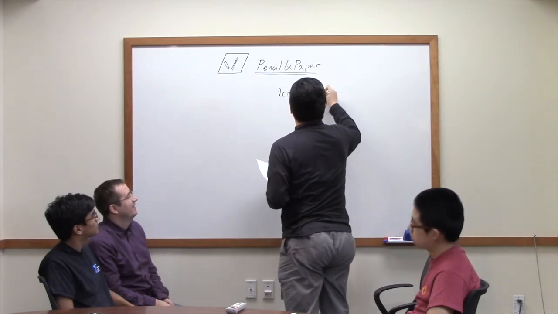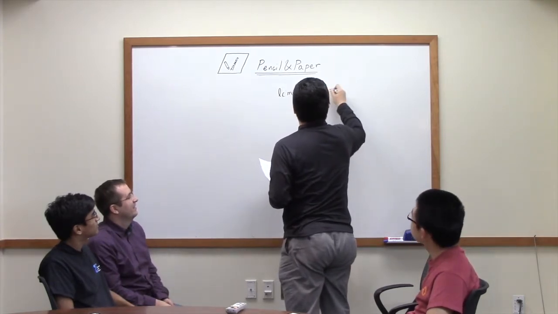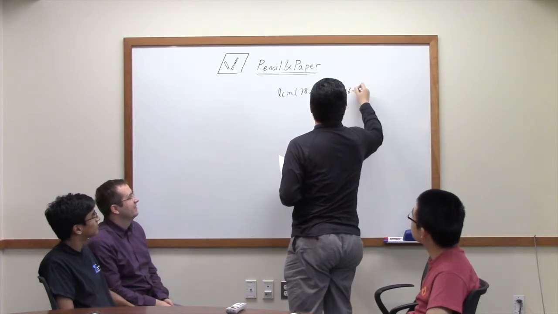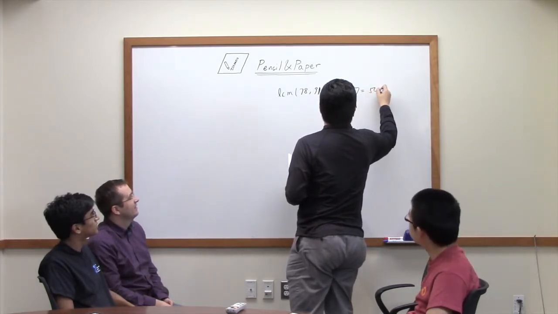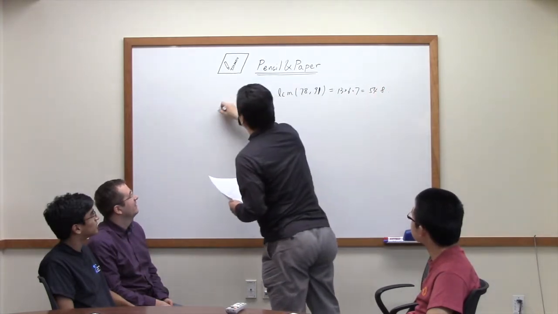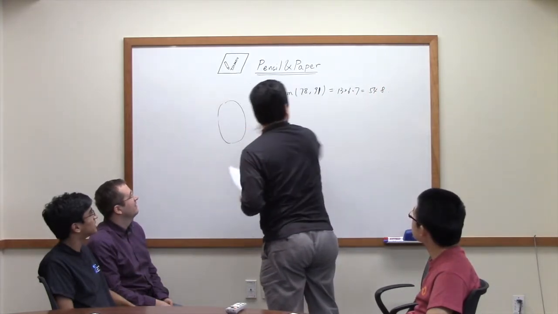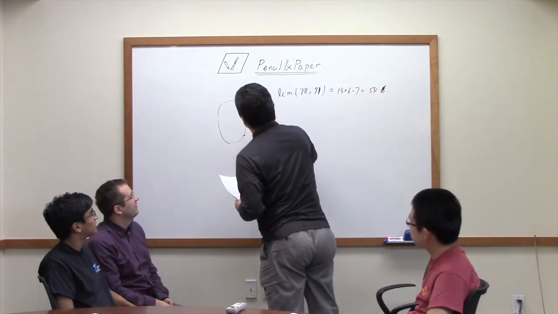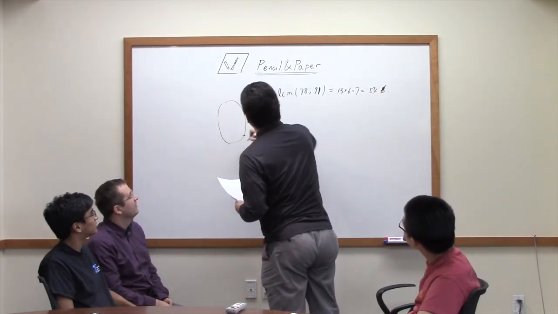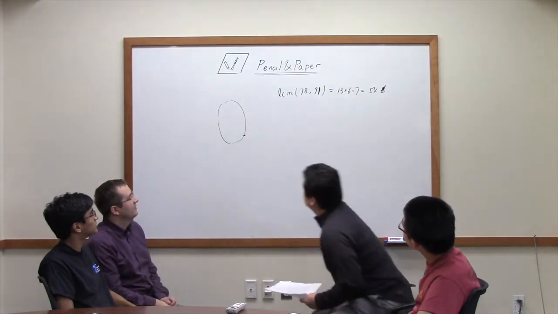78, 91, which is 13 times 6 times 7, 546. So they are running on the track, right? So they catch up again.